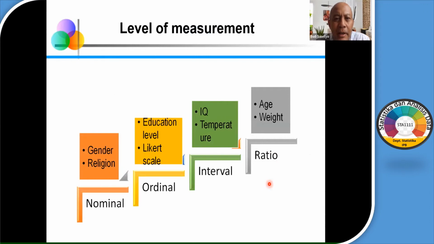So let's talk first about the measurement levels. The level of measurement of variables is divided into 4 types. The first one is nominal, for example, gender and religion. The next is ordinal, for example, education level. Next is interval, for example, IQ and temperature. And then ratio, for example, age and weight.